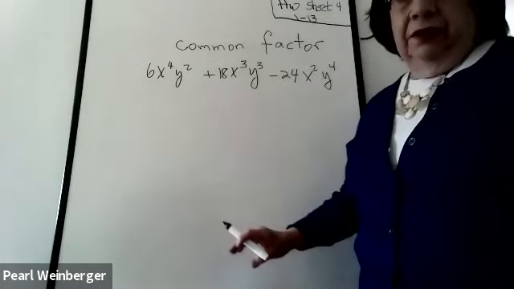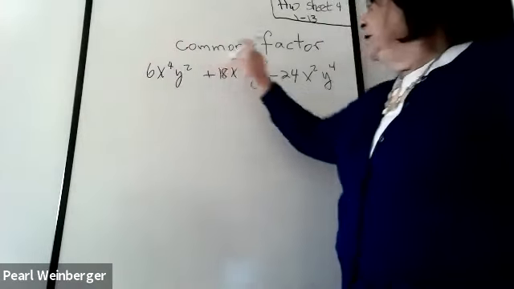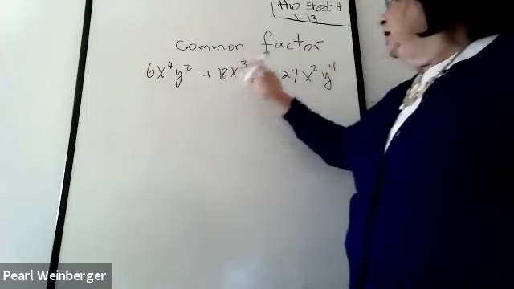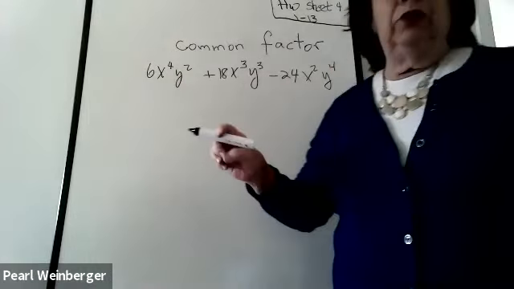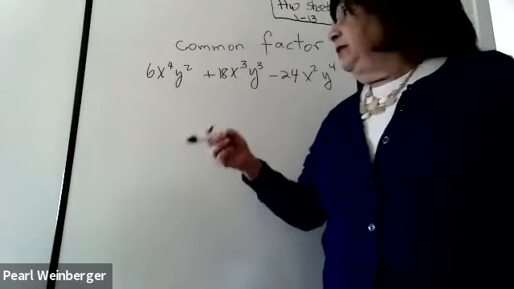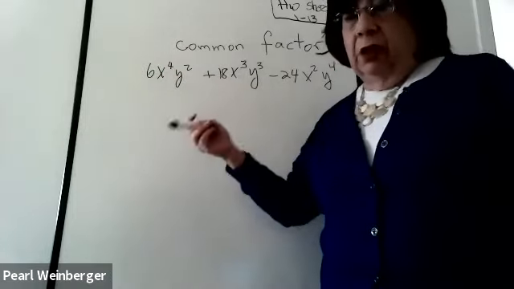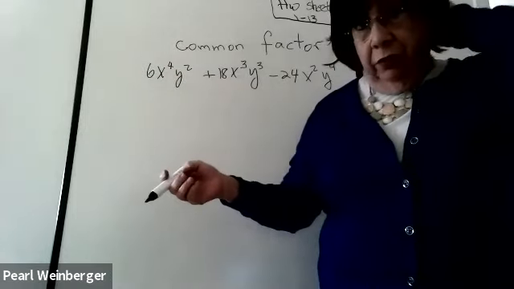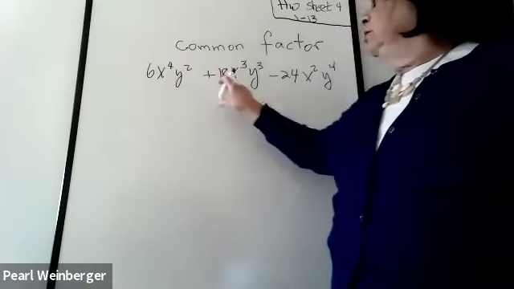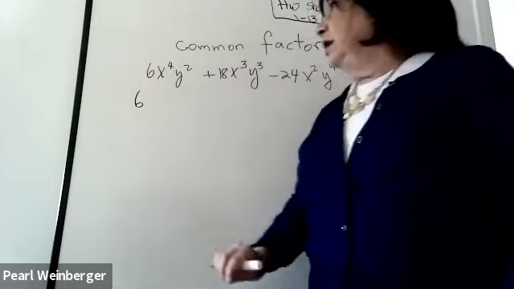Okay, let's look at this now. First, we want to find our common factor. We first look at the coefficients: 6, 18, and 24. What number goes into all 3 of those numbers? Obviously, there's a lot of them. It could be 2, it could be 3. But the largest one, that's what we're looking for, the largest common factor, is the 6, because 6 goes into each one of those. So I'm going to put my 6 on the outside.